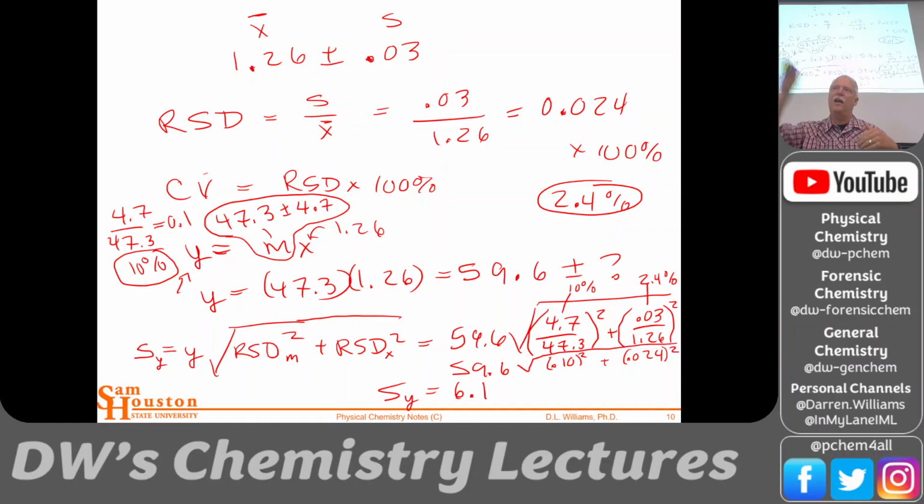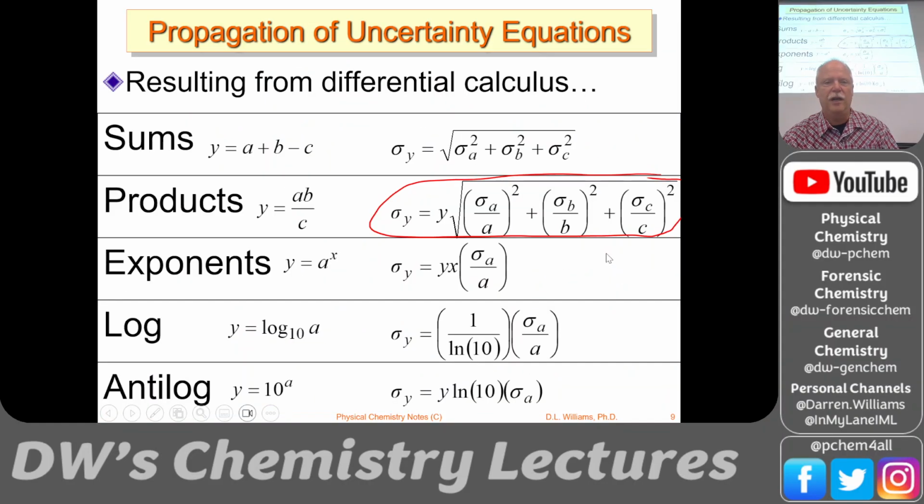So I need to do a better calibration and get a better slope with a better precision so that I'm not ruining the precision in my result. Okay, so that's propagation of uncertainty. This is how you use it. If we were to do sums, instead of squaring the RSDs, we just square the uncertainties themselves.